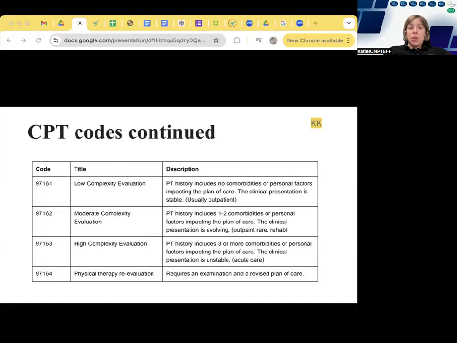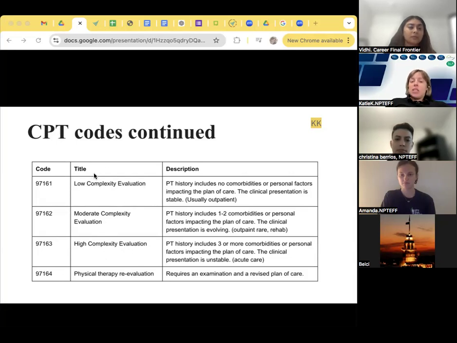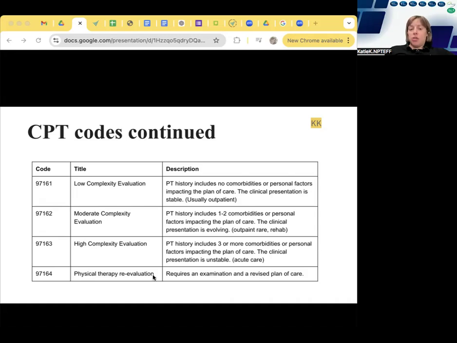Now, I treat mostly in ortho, outpatient ortho. So most of my evals are low complexity, right? Patients are coming in, they're very stable. We're just working on one thing. So I'm always billing my evals at low complexity. Now, somebody like Christina who works in acute care might see a lot more moderate or high complexity because they're in the hospital. They're coming in with a lot of comorbidities, a lot of things that you're treating and working on. Okay. So take a look at that and really think about the different categories and levels that have to happen, depending on where you're going to code for the eval versus treatment.